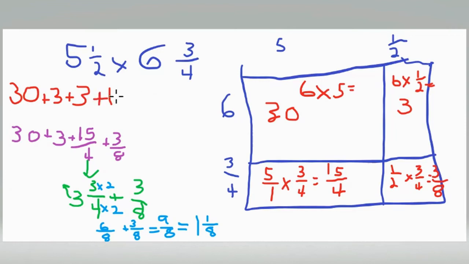We could actually write plus 1 1/8 or we could write plus 1 and plus 1/8 because you're still adding it together. So I'm going to go ahead and separate it to make it easier. First we're going to add all of our whole numbers, and then we're going to add our fractions. So we have 30 plus 3 plus 3 plus 1. So we have 36, so 37. And then we add our fraction, 1/8. So the answer is 37 1/8.